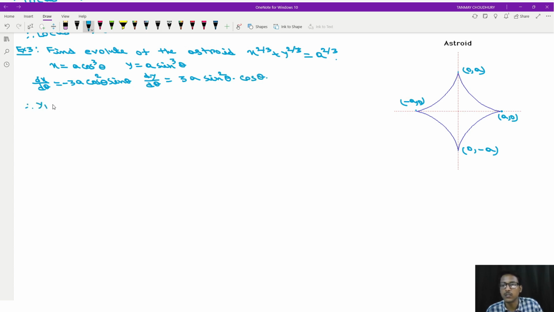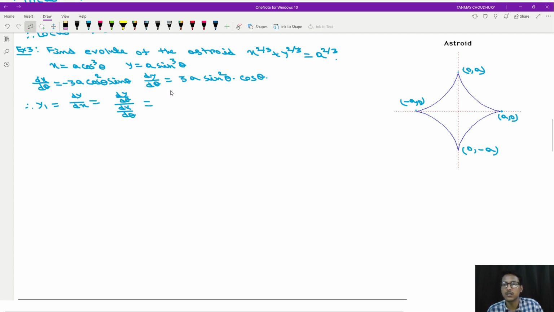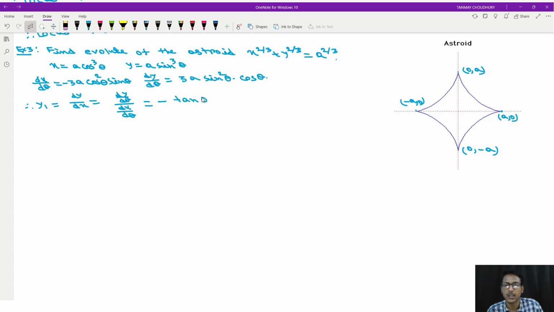Therefore y1 is dy/dx, which can be written as (dy/dθ) divided by (dx/dθ). So everything will cancel out, there will be a minus here, and sin θ by cos θ, so this is minus tan θ. And y2, which is d/dx of y1, we can write as d/dθ of y1 into dθ/dx using the chain rule.